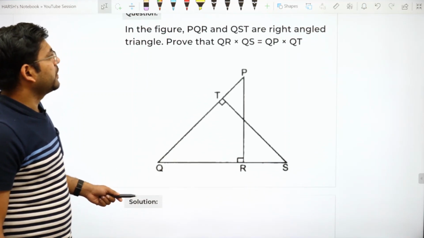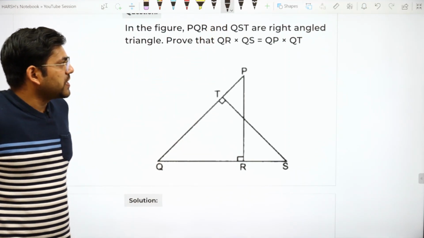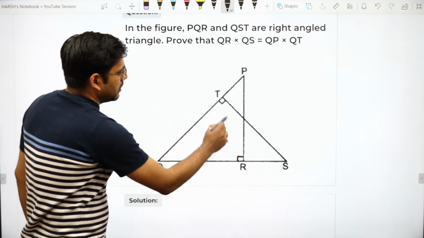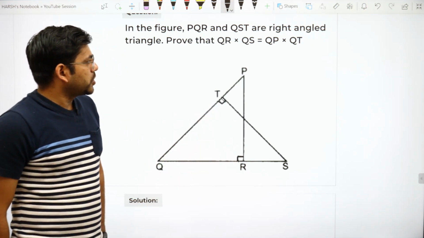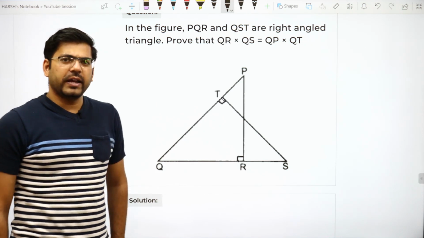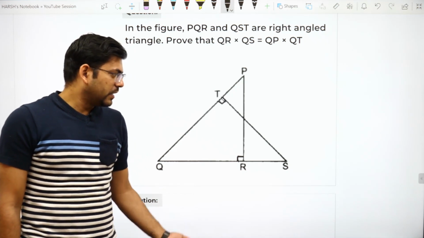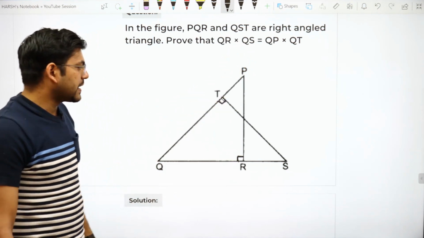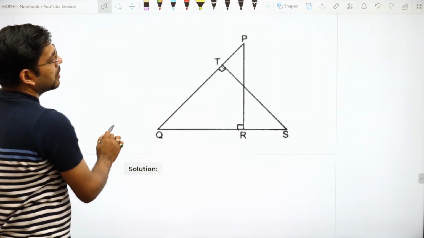This is our next question, okay? In the figure, PQR and QST are right angle triangles, okay? It's looking like yes, this is a right angle triangle. This is also 90 degrees, okay? So prove that QR into QS is equal to QP into QT. I guess similarity must be used because it's a triangle chapter, and this is the only thing with which we can prove any multiplication of the sides. So shall we start with our similarity?